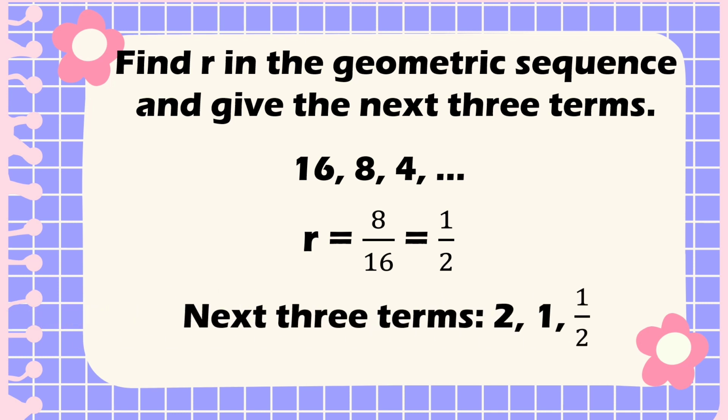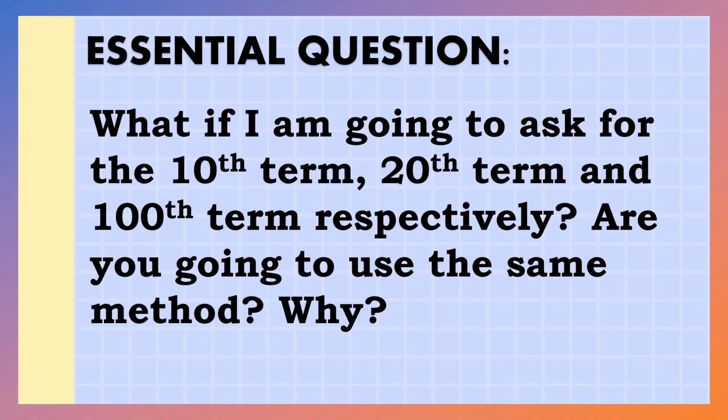So the next three terms are 4 times 1 half, that is 4 times 1 divided by 2, so that is 2. 2 times 1 half, 2 times 1 is 2 divided by 2, the answer is 1. And 1 times 1 half is 1 half. What if I am going to ask for the 10th term, 20th term, and 100th term respectively? Are you going to use the same method? Why?